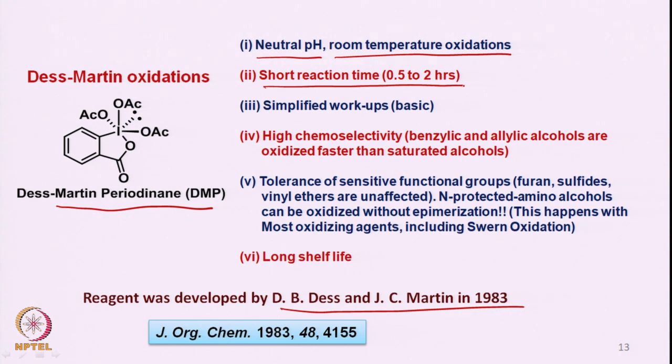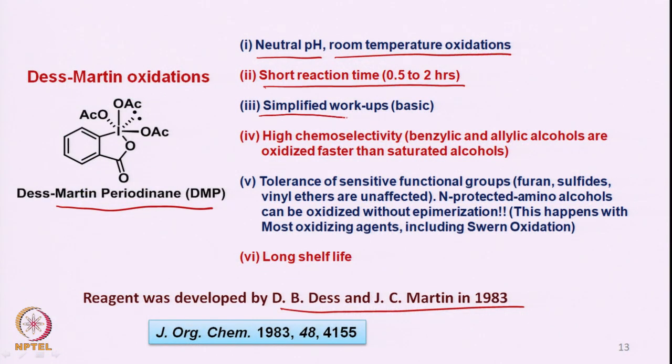Many times you will see that many of the oxidizing agents such as Swern oxidation are carried out at very low temperature, minus 78 to minus 65 or something like that, and maintaining that low temperature is somewhat difficult and of course involves expenditure of energy. Plus this particular reagent system involves a simplified workup, a simplified basic workup.